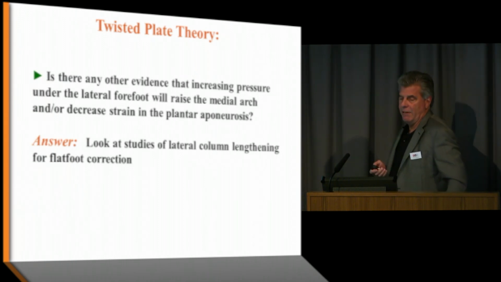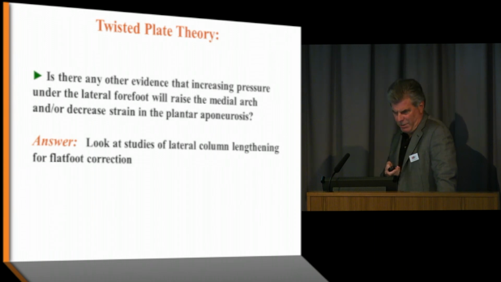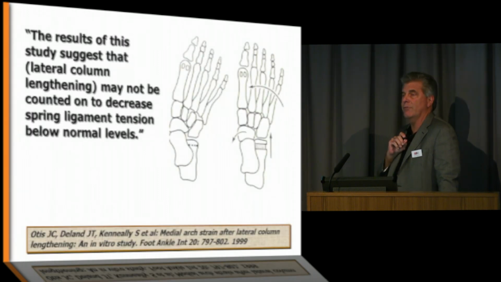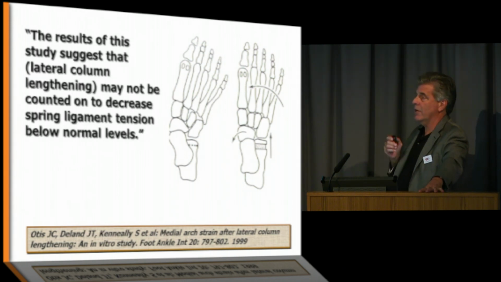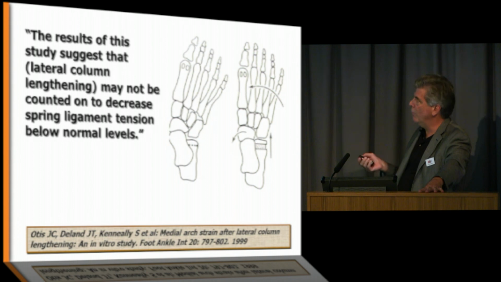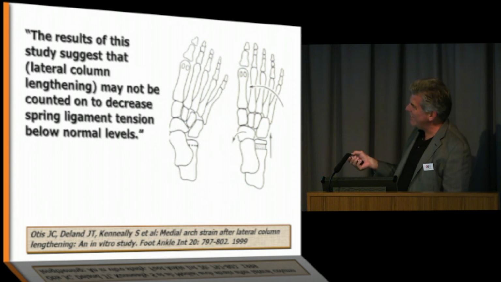Okay? Is there any evidence that increasing pressure under the lateral forefoot, which is what we do with a Kirby wedge, will raise the medial arch or decrease strain on the plantar aponeurosis? And I say, look at studies of lateral column lengthening, flat foot surgery. It's this surgery that's most interesting to me, the so-called Evans procedure or the lateral column lengthening. It's a very popular procedure, and it's also a very profound procedure. And it's always interested me that we can take a 1 centimeter wedge and place it right here in the calcaneus and profoundly change the whole posture of the foot. How could that 1 centimeter wedge do that?